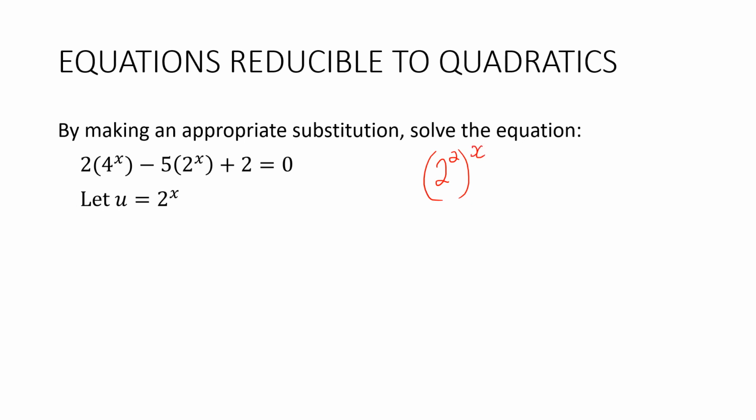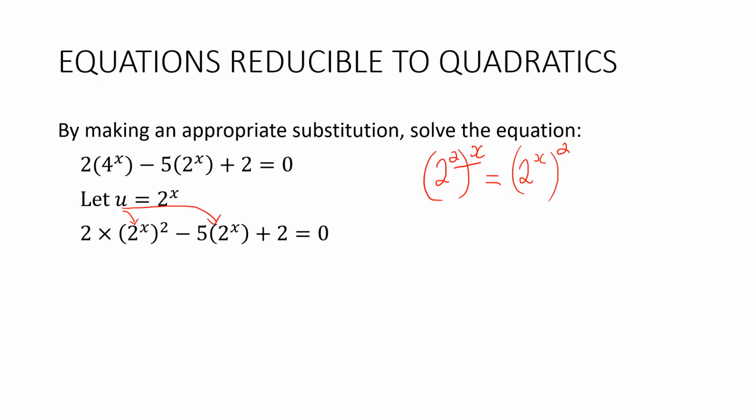And when I raise a power to a power, I multiply the indices. Order is not important with multiplication, so I could rewrite that like this: 2 to the power of x all squared. So let's do that. So I've got 2 times 2 to the power of x all squared minus 5 times 2 to the power of x plus 2 is equal to 0. And u is going to go in here and in here, and voila, I have a quadratic.